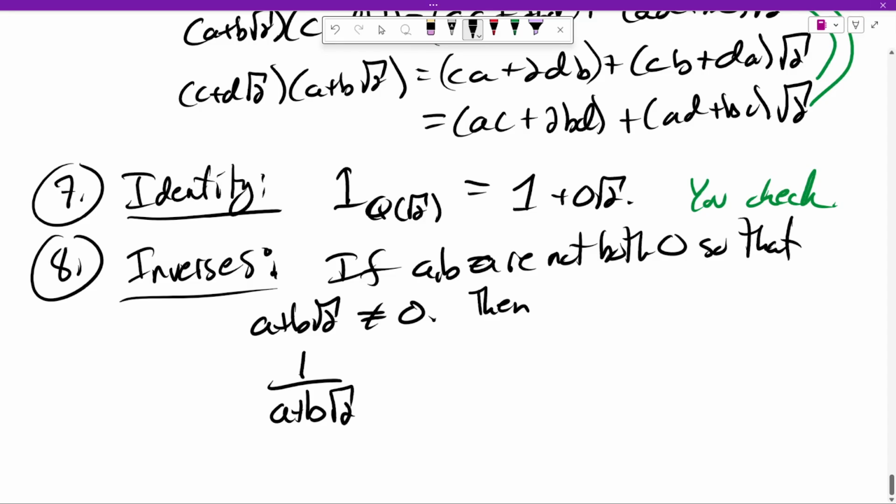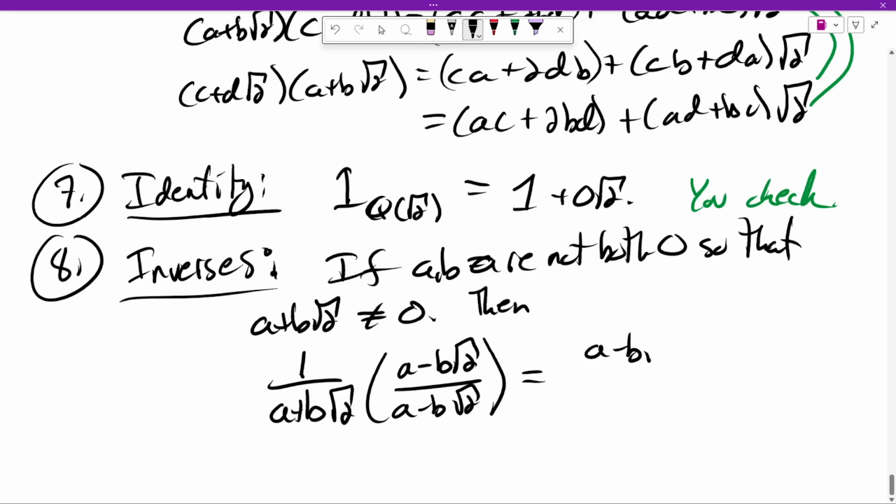First of all, we don't know anything about this right now because it doesn't look like a rational number plus a rational number times root 2. It looks more complicated than that, right? It looks like 1 over that. This is not of the right form to be in our set, so we have to move it into the right form. So what can we do here? Well, I think we can multiply by a minus b root 2 over a minus b root 2.